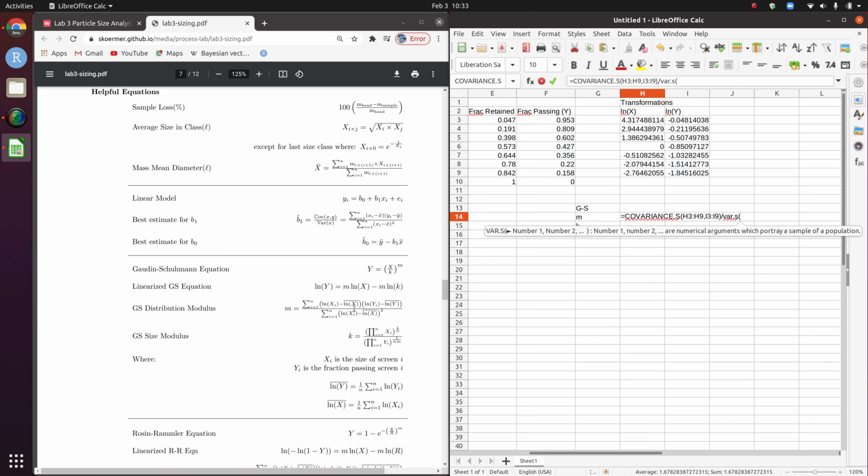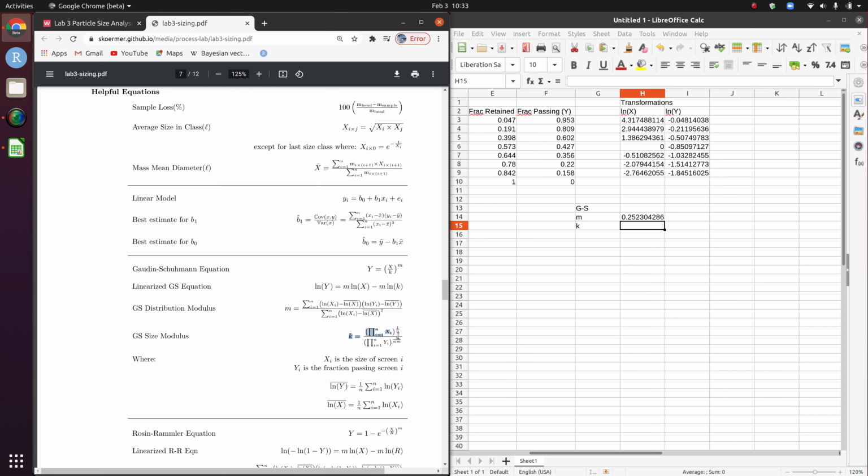And we're working with the log of x here. So the log of x is like our x in the linear equation. All right, so we have our m. For k, I think the easiest way in Excel is to use this formula right here.